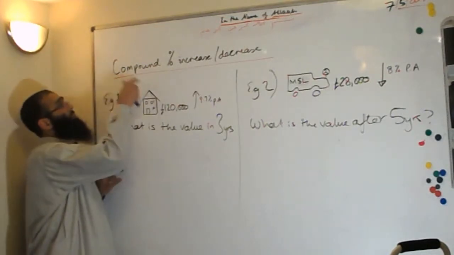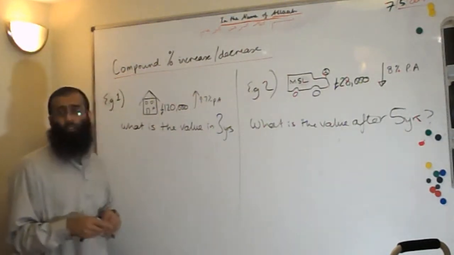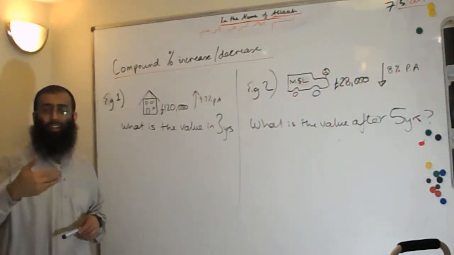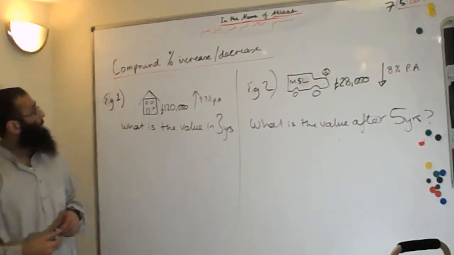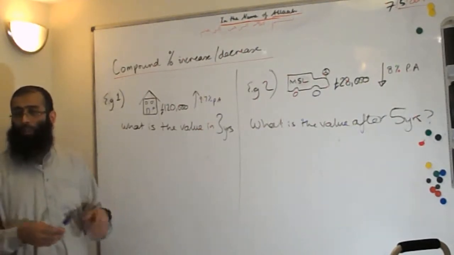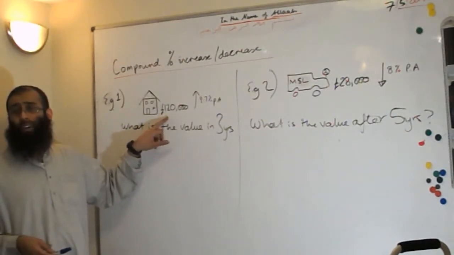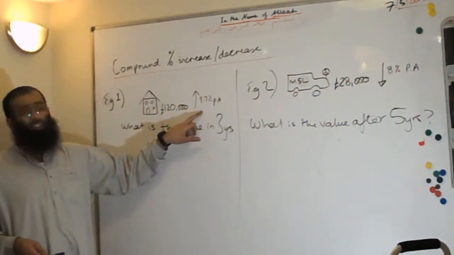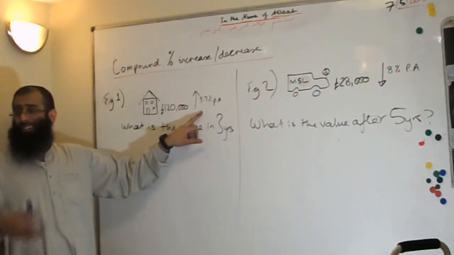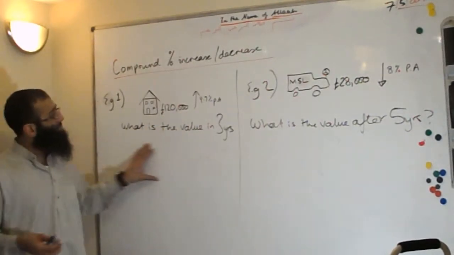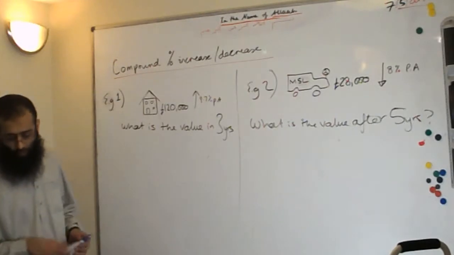We're looking at compound percentage increase and decrease. Compound means we're adding an increase upon an increase upon an increase. As an example, question example number 1: we have a house worth £120,000. It is currently increasing at 9.7% per annum in its value. The question is, what is the value in 3 years' time? So let's have a look.